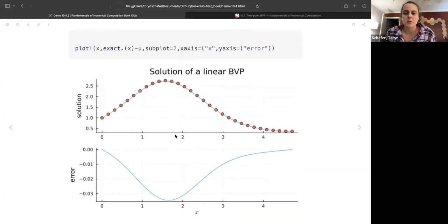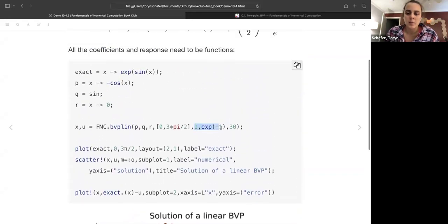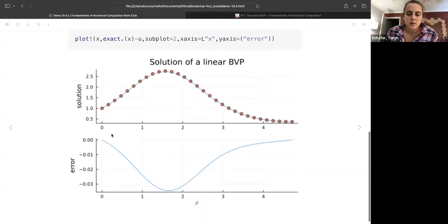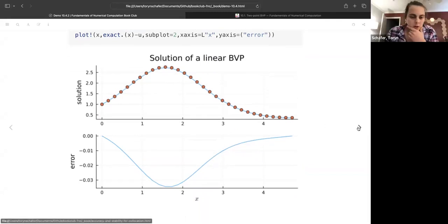This is just a demo, so this is all copied. The exact is the blue. The orange is the solution from the linear system, the LU equals R. And then here is the error. So again, at the boundaries, we have zero error because we gave the conditions at the boundaries. So it's only in the middle that we're going to have some non-zero error. Looks pretty good. Okay, and that's from the book.